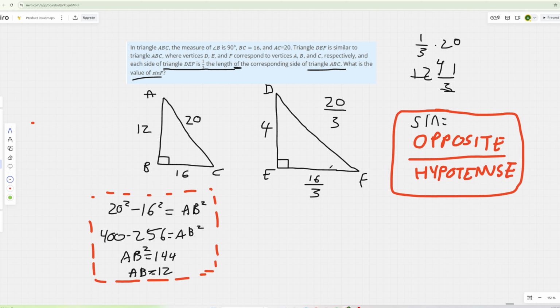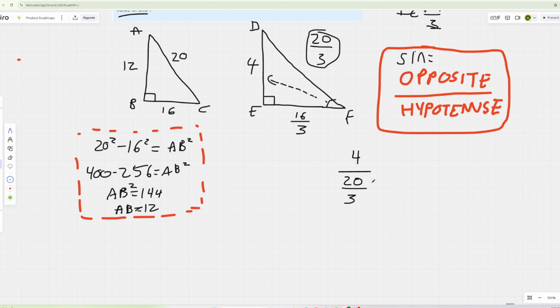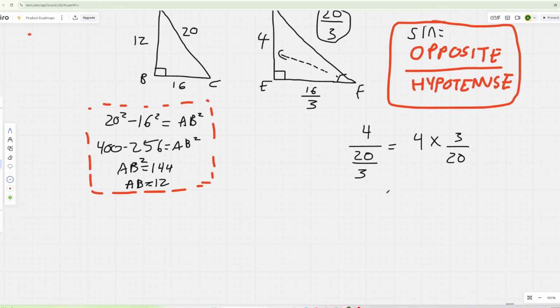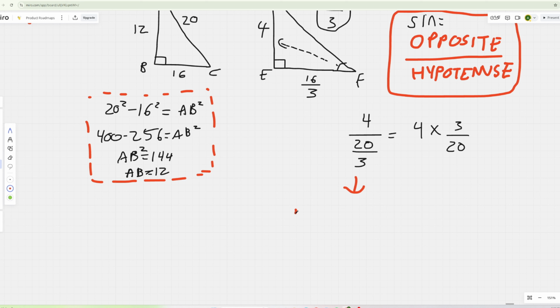So, for F, what's the opposite? 4. So 4 over, what's the hypotenuse? 20 over 3. So 4 over 20 over 3. We've got to simplify this now. So this is just 4 times 3 over 20, because if I write it out differently, it looks like 4 divided by 20 over 3. You guys agree? And now we always just flip it when we're dividing fractions. Oops, I did not flip it, but flip it, and now you get 12 over 20, which is 3 over 5.